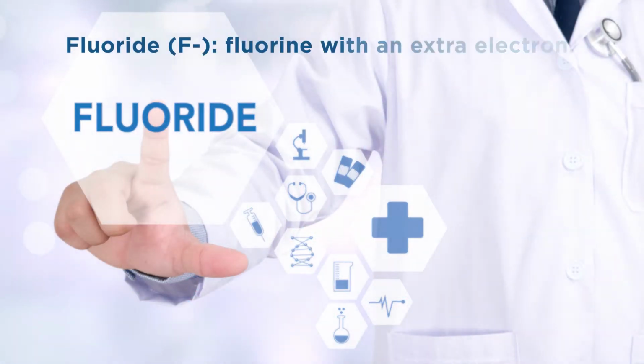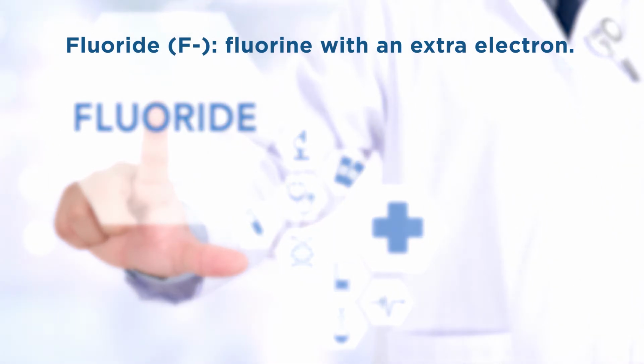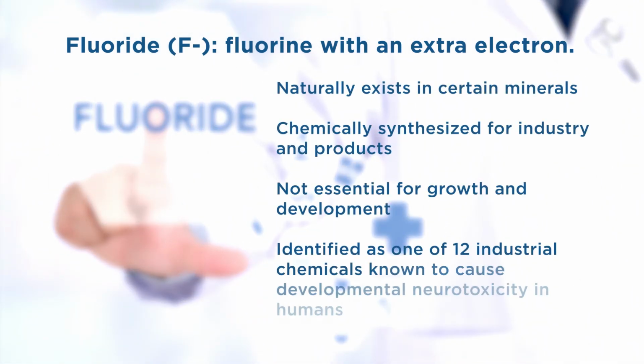Fluoride, F negative, is fluorine with an extra electron. It naturally exists in certain minerals and is chemically synthesized for industry and products. It is not essential for growth and development and has been identified as one of the 12 industrial chemicals known to cause developmental neurotoxicity in humans.